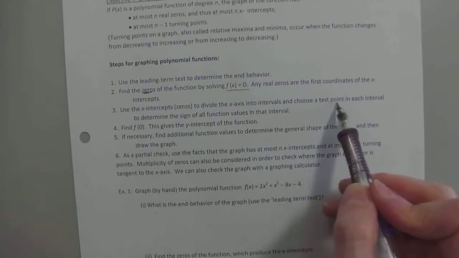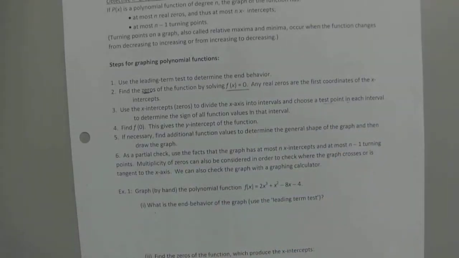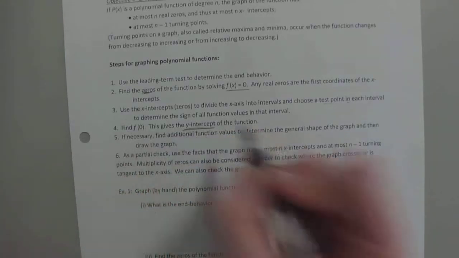So once we divide it into intervals, we're going to choose a test point that's in the interval. And what we're going to do is plug it into the function. We don't necessarily care what the y value is. We just care whether it's positive or negative because we'll know the graph is going to go above the x-axis at that interval or below. If you do actually write the y value, it's good because it's just an extra point that you can plot on the graph. Number four, find f of 0.